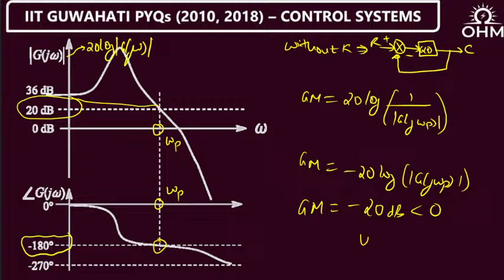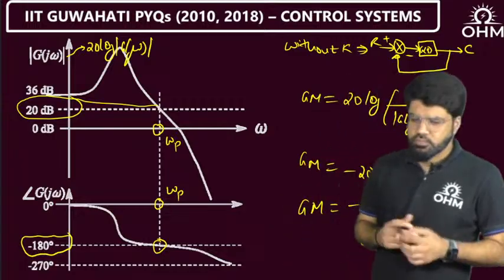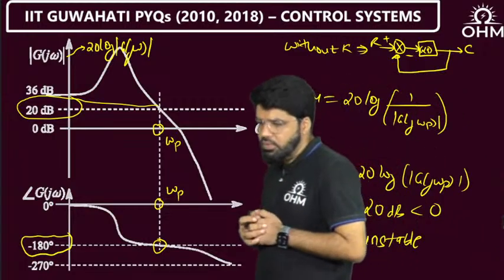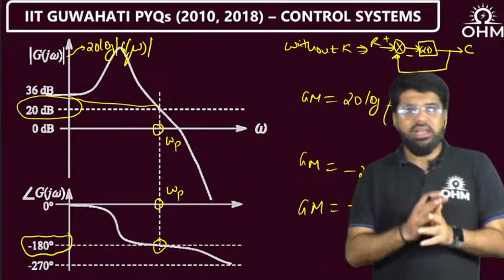Negative gain margin means an unstable system. Although G(s) may be stable, the closed loop system is unstable. Is that clear to everybody? The closed loop system is unstable without K. I have explained the problem without K.